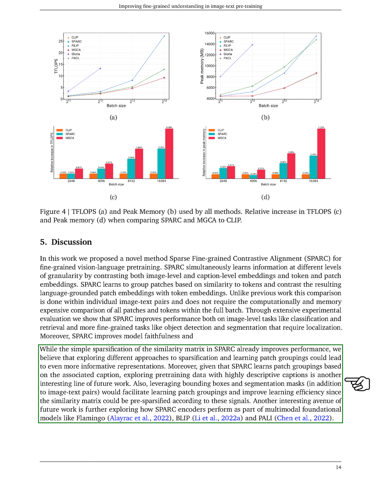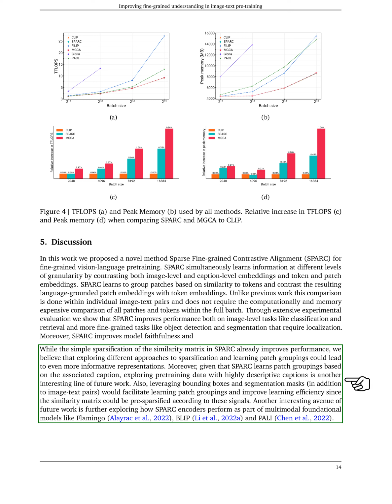While the simple act of making the similarity matrix in SPARC sparser already improves performance, we believe that exploring different sparsification methods and learning patch groupings could lead to even more informative representations. Given that SPARC learns patch groupings based on the associated caption, it would be interesting to explore pre-training data with highly descriptive captions in future work.